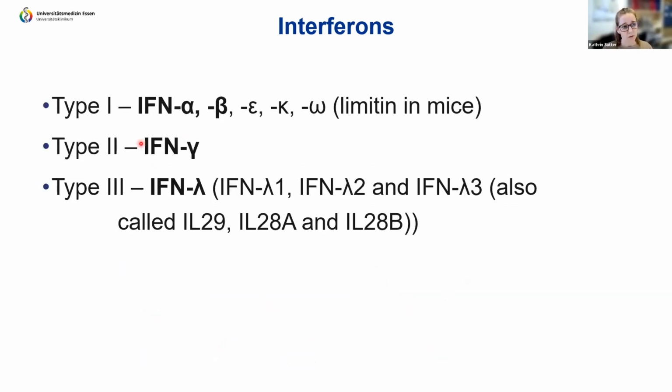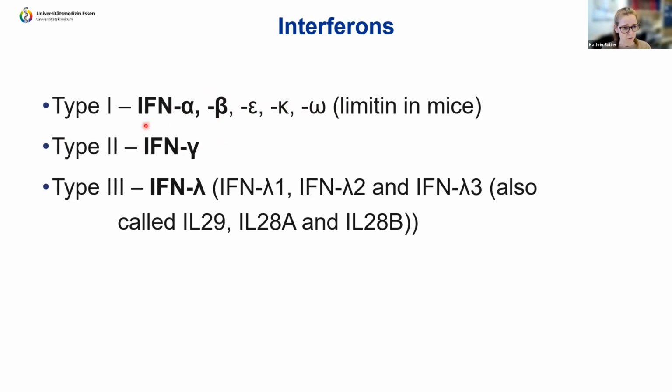And nowadays we know that there are three different types of interferon, and depending on the receptor they are using, they are either type 1, 2, or 3 interferons. We have numerous type 1 interferons: alpha and beta, epsilon, kappa, and omega. And I heard you're all medicine students, so maybe you're familiar a little bit with interferon alpha, because that's also used in the clinics.